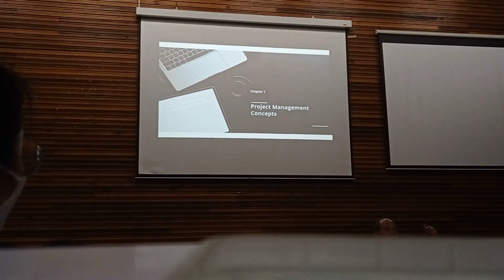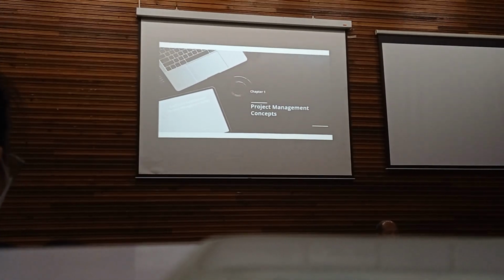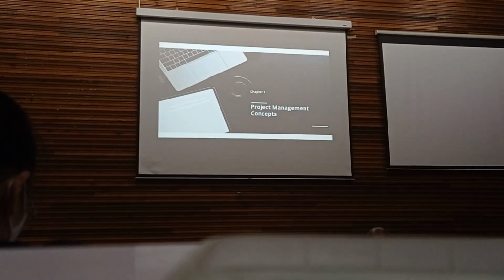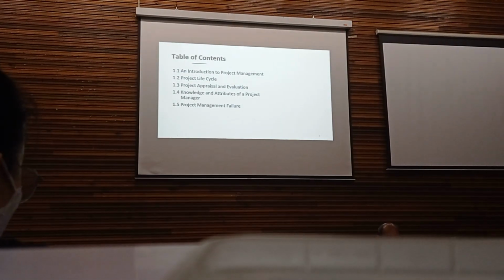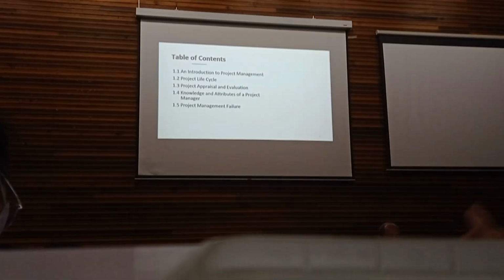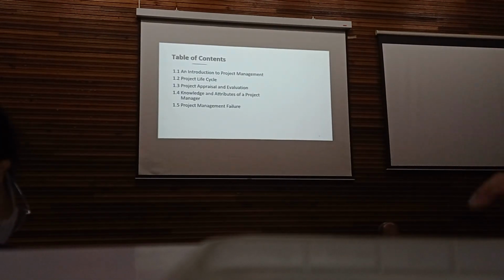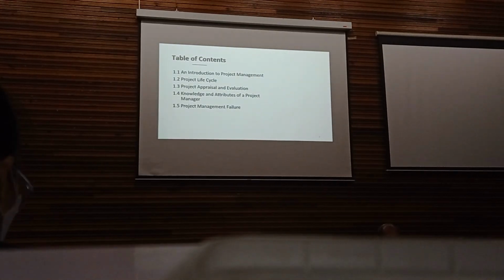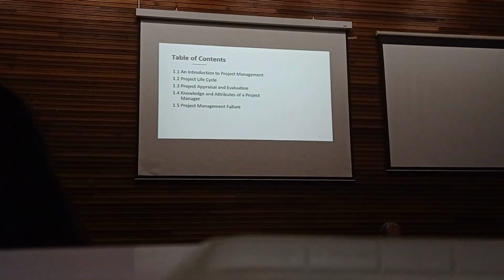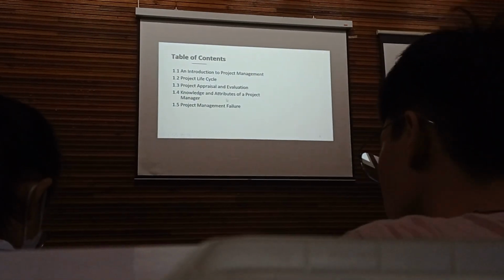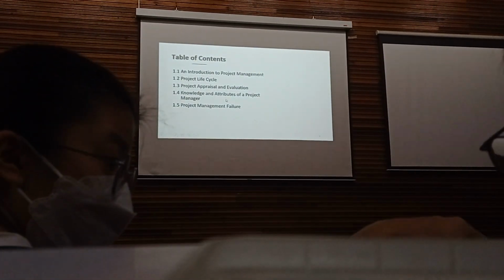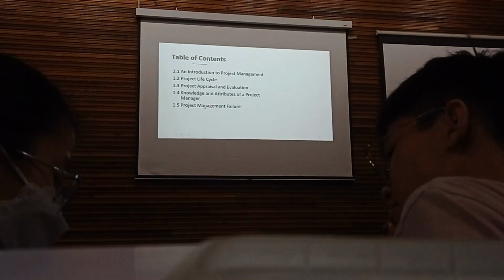So for this course, there are 8 chapters. This is the longest one. So chapter 1 covers introduction to project management, project life cycle, project appraisal and evaluation. So 1.4 will tell you what are the knowledge that a project manager needs to have, okay, many, and what are the attributes of a project manager. And the last part is why projects fail.